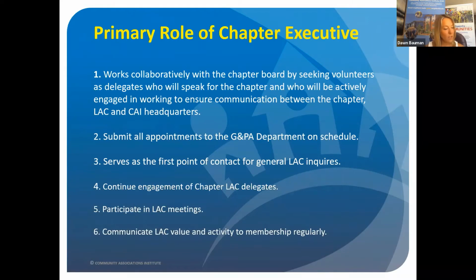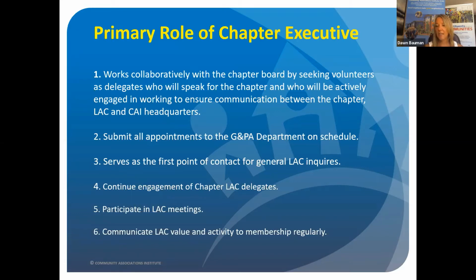Okay, so I want to talk a little bit about the primary role of the chapter executive director in the LAC delegate appointment process. And then I just added a few things beyond that. But really, we're talking today about the delegate appointment process. So the chapter board must approve the delegates that are being appointed by the chapter. And so it's up to the chapter executive director to work with the chapter on those appointments.